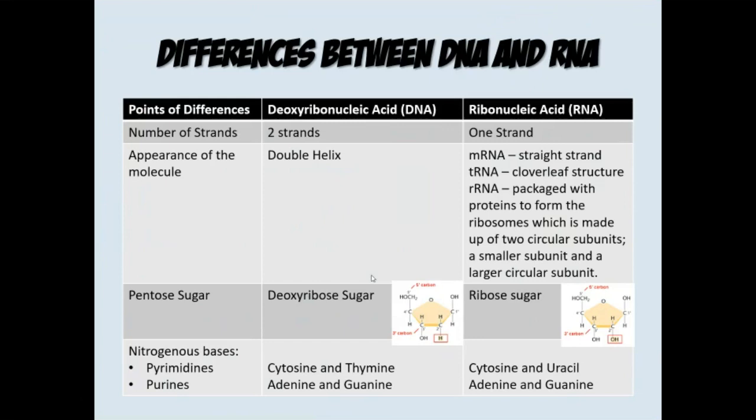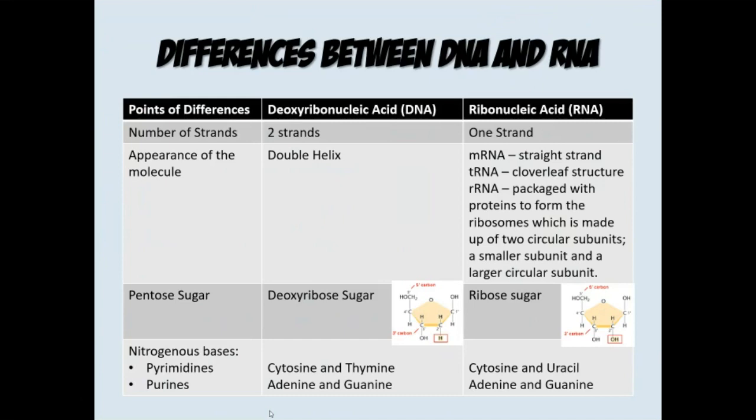a large circular subunit. In terms of pentose sugar, sa DNA, ang tawag sa kanya is deoxyribose sugar, and then sa RNA naman, ang tawag sa kanya is yung ribose sugar. Sa nitrogenous bases, meron tayong dalawang pairs, no? Pyrimidines, no? Sa pyrimidines, sa DNA, cytosine and thymine. Sa ribonucleic acid, cytosine and uracil. Diba nga po kapag RNA, uracil, kapag DNA, thymine.